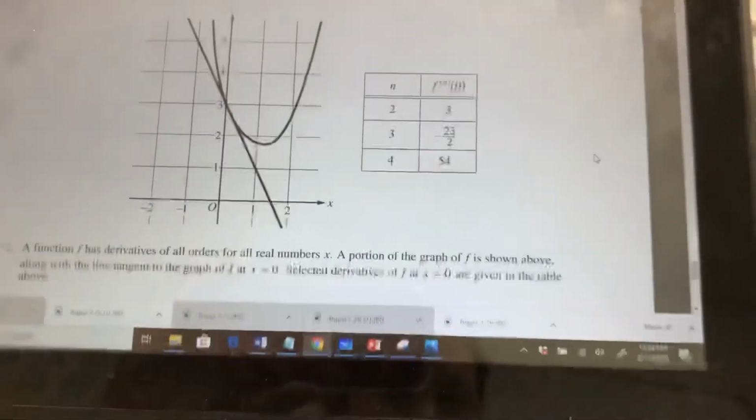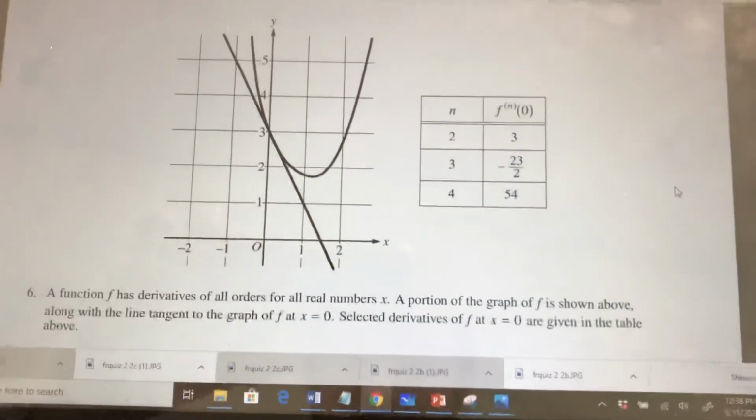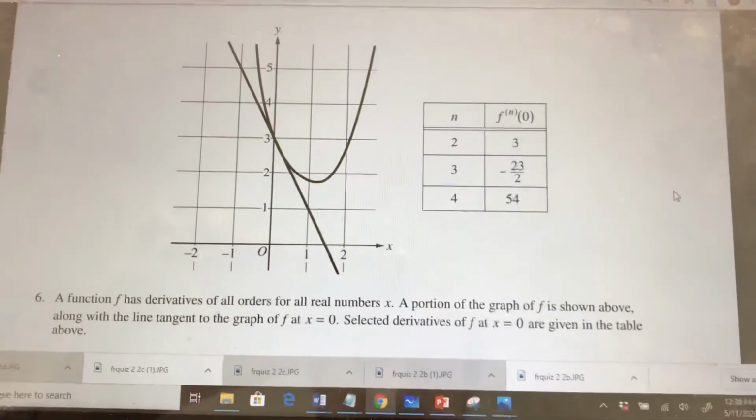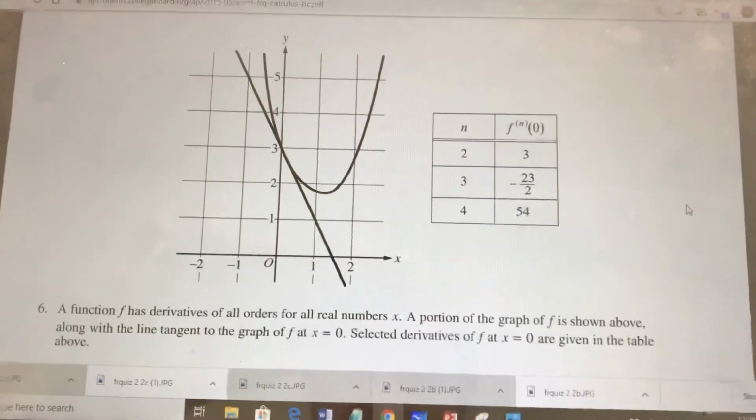Here's the series FRQ from 2019. I thought this was a great one. It's got a lot of good stuff in here. I don't think this one was as difficult as what I've seen some years, so I wouldn't say this is the high end of what you might see, but there's some good stuff here.